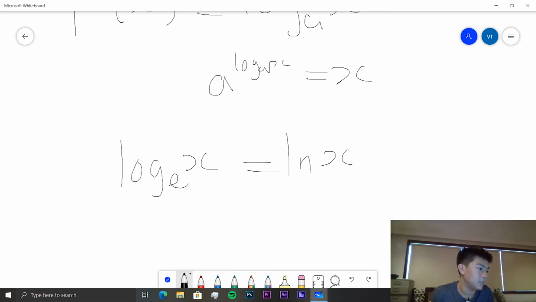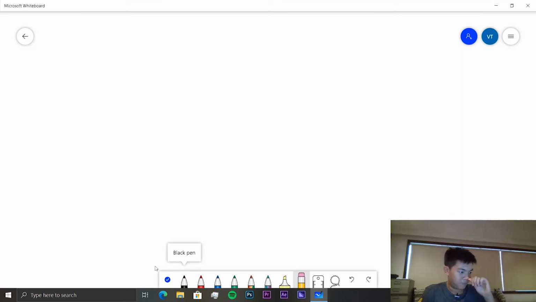With that being said, I think we can now jump into some questions. So I'll do the odd ones. The diagram shows some graphs of exponential functions.